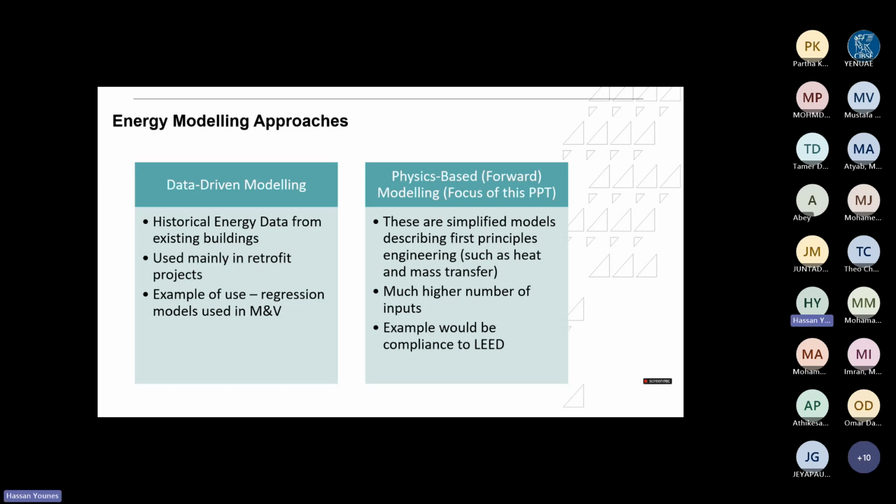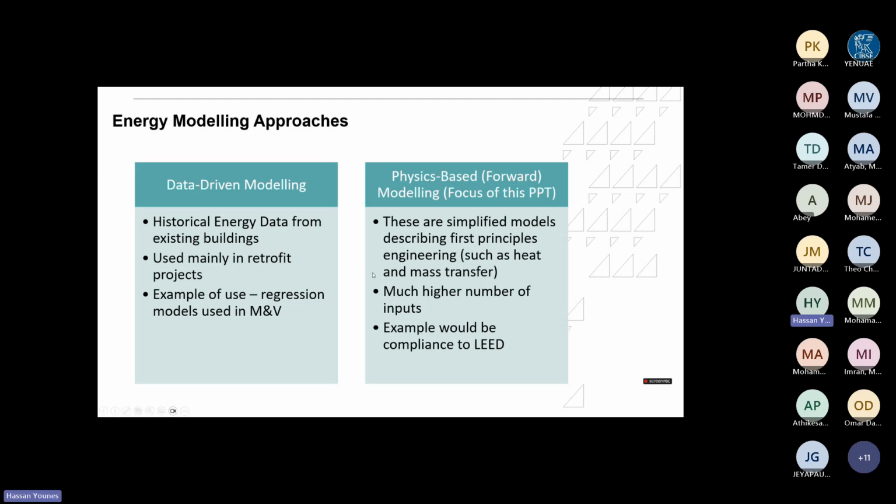Comparing the physics-based forward modeling with the data-driven modeling, when we do regression analysis, we would have one, two, three, maybe four independent variables. But in the physics-based forward modeling, we would need a lot of different inputs. So we need to get a lot of information about the building and put that into our energy modeling software in order to figure out the consumption for different components, as well as for the whole building.